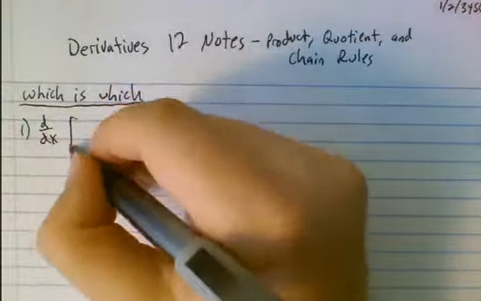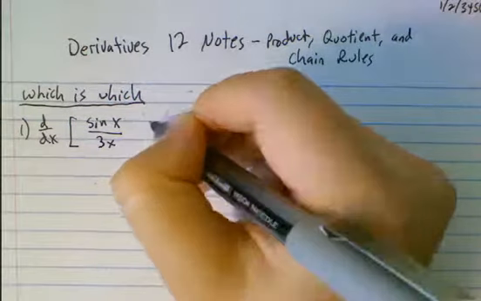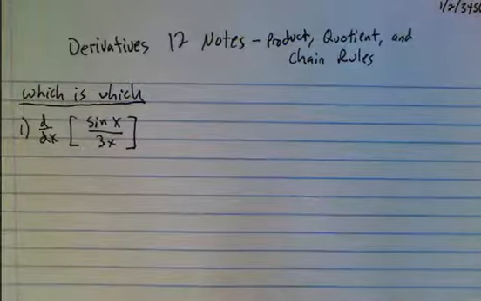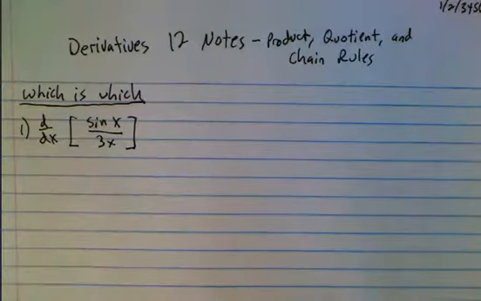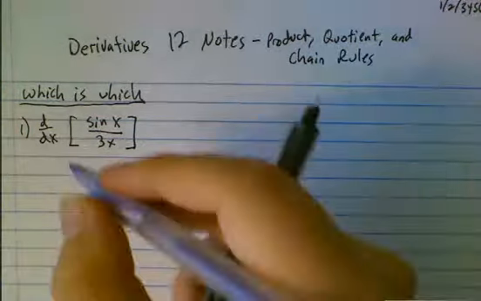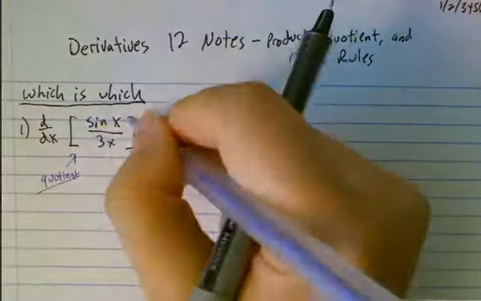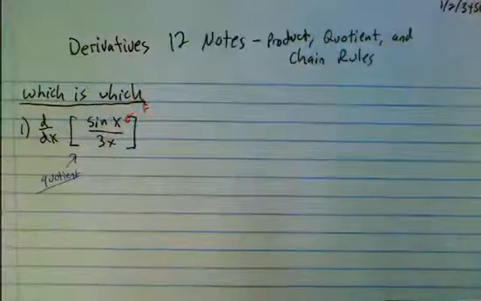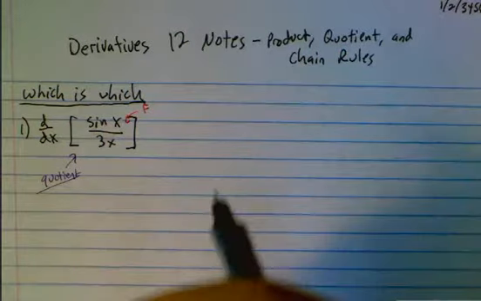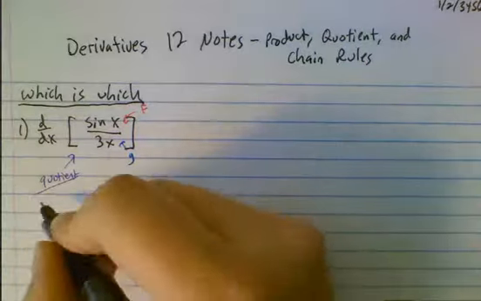Let's look at this problem. Let's find the derivative of sine x over 3x. Are we going to use the product rule, the quotient rule, or the chain rule? Well, division automatically means the quotient rule. So let's go ahead and label this quotient. Basically here we've got this f. Here we've got a g. So we're going to use the quotient rule.